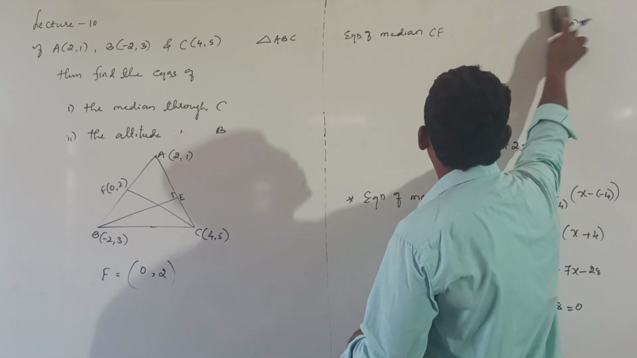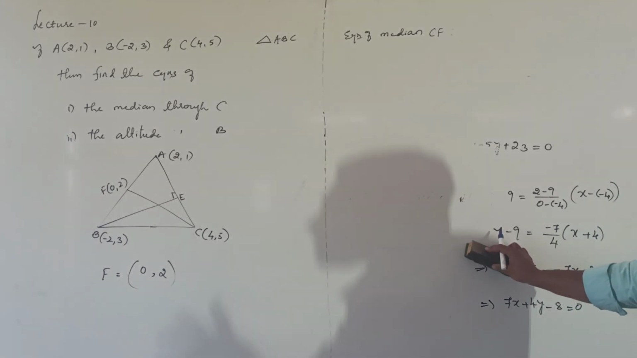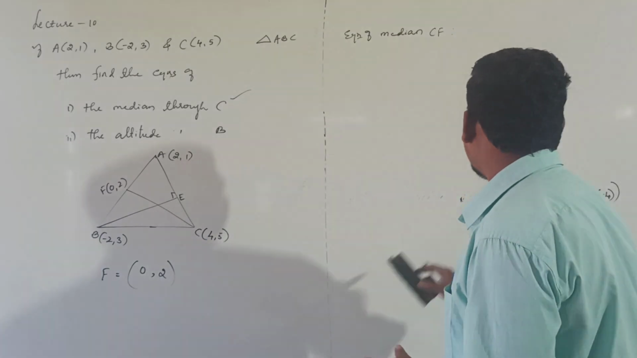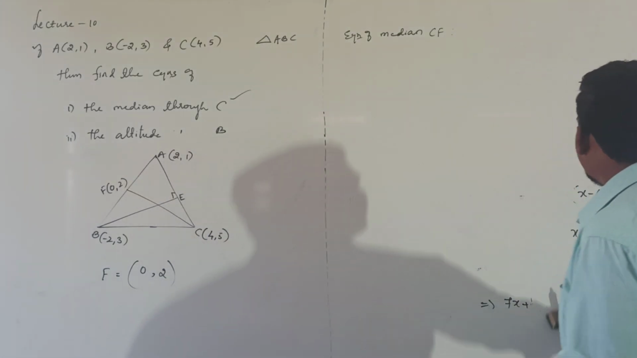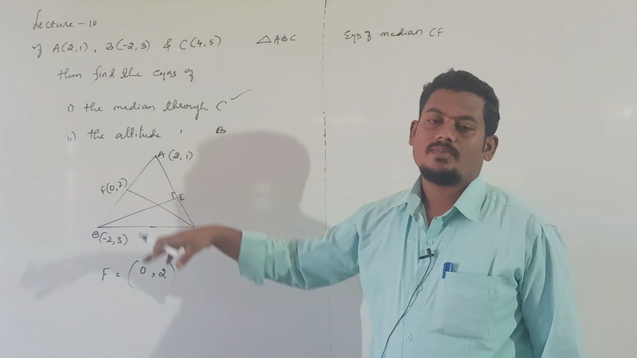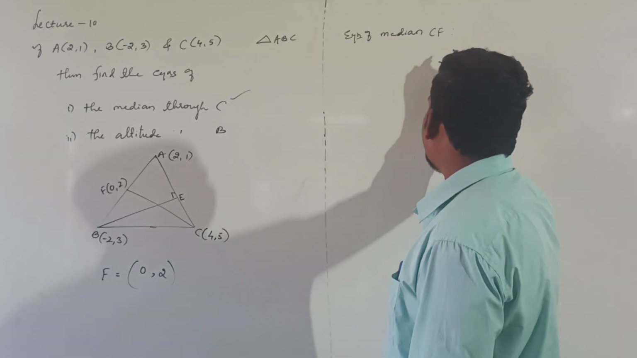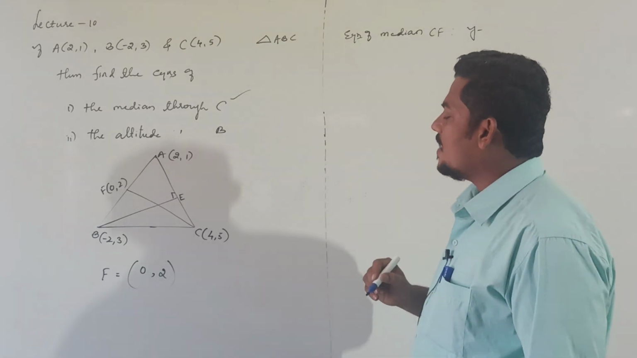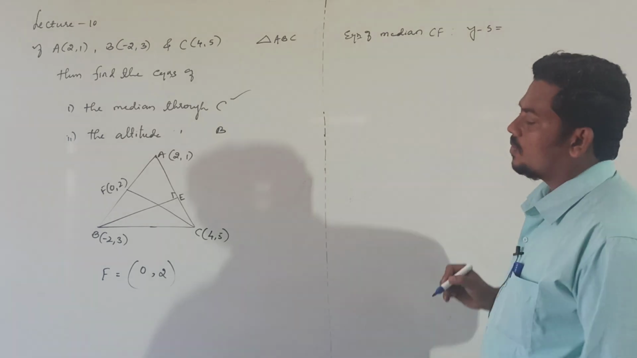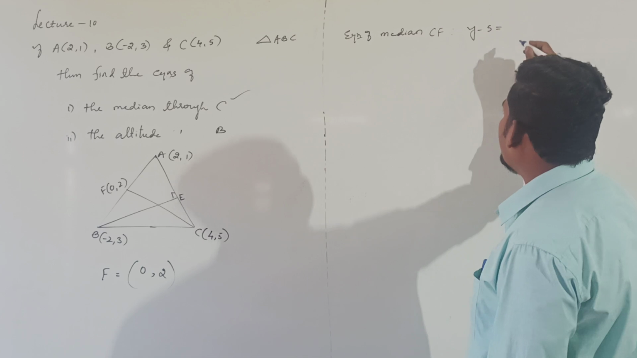Equation of median CF. In this case they asked to find the equation of the median through vertex C. This is vertex C, right? So find the equation of median CF, that's equal to, use the 2-point formula. CF means x1 y1, then x2 y2, y minus y1. What is the y1 value here? 5, right? Y minus y1 is equal to y2 minus y1 divided by, what is y2 here?